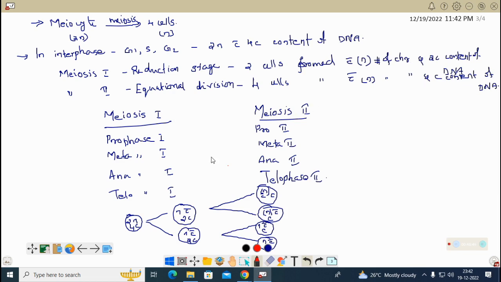Now, meiosis 1 has 4 different stages. Meiosis 2 has 4 different stages. Prophase 1, metaphase 1, anaphase 1, telophase 1. Prophase 2, metaphase 2, anaphase 2, telophase 2.